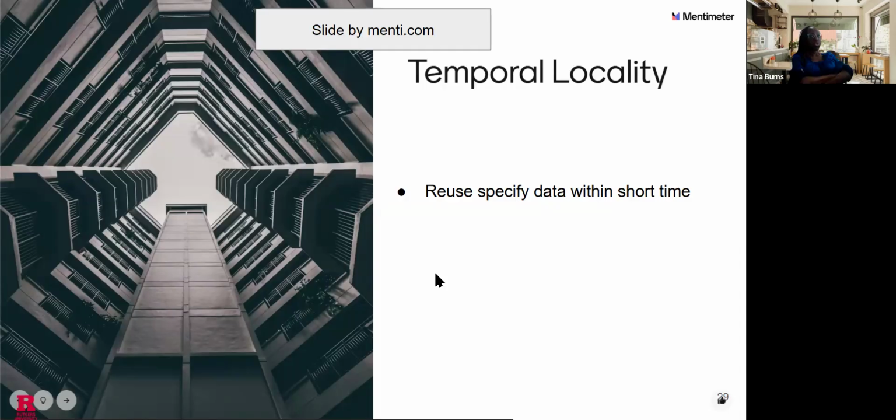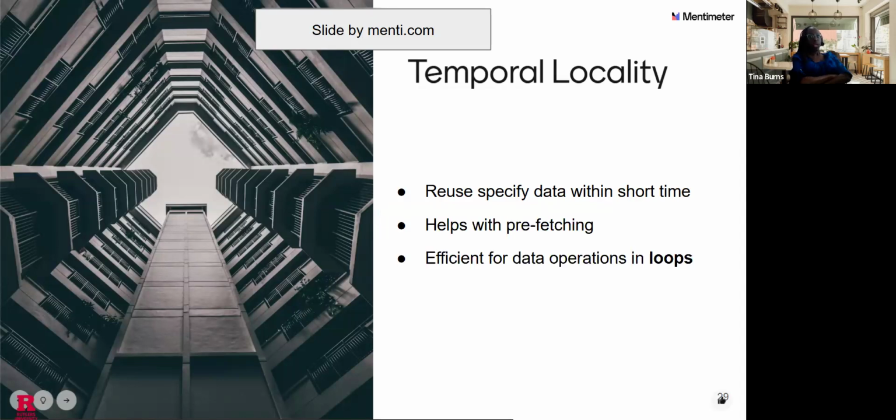Now we'll see this if we're going to reuse data within a short amount of time. And this really helps us with prefetching. So if I've gotten this item multiple times, what I'm going to do is just keep that in memory because I know that I'm going to access that again and again.